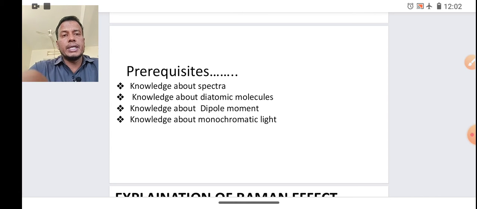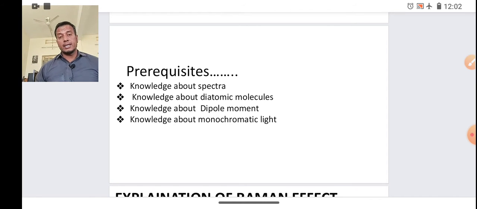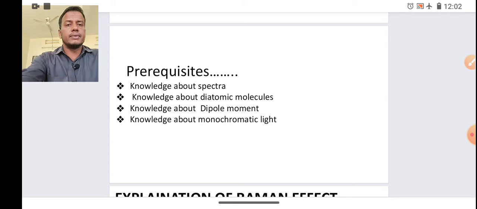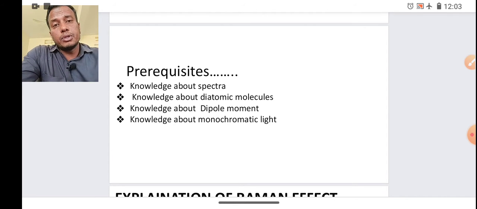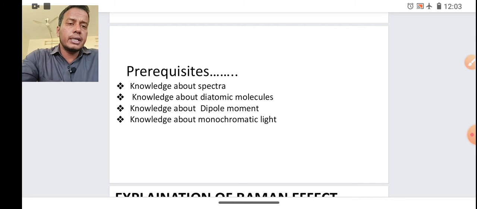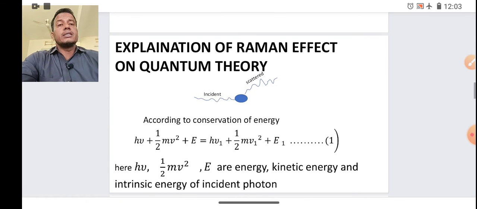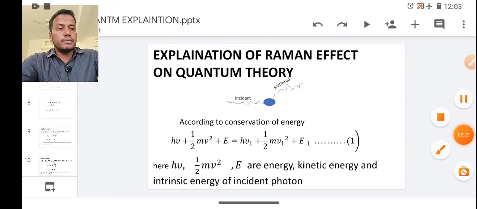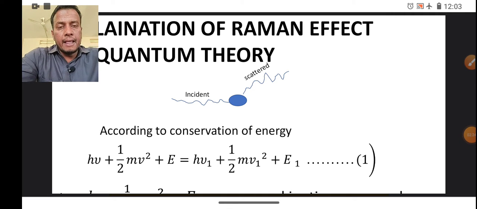Already we know what a spectrum is: a group of intense lines with different frequencies or wavelengths. There are diatomic molecules, homonuclear and also heteronuclear molecules. You must know that monochromatic light has a single wavelength. So, how can we explain the Raman effect? The Raman effect can be explained on the basis of quantum theory.